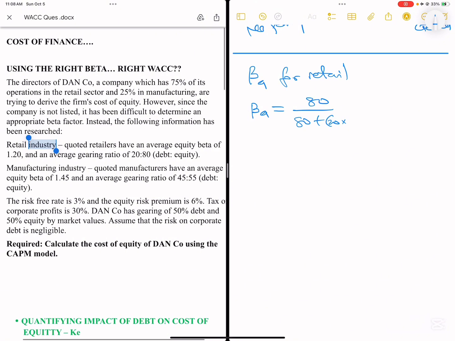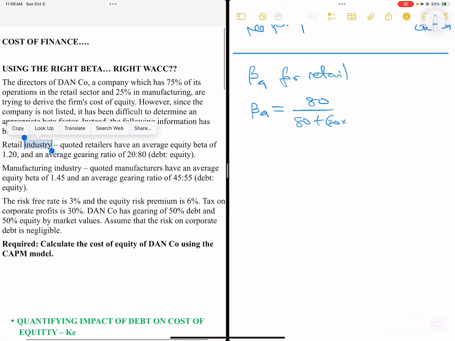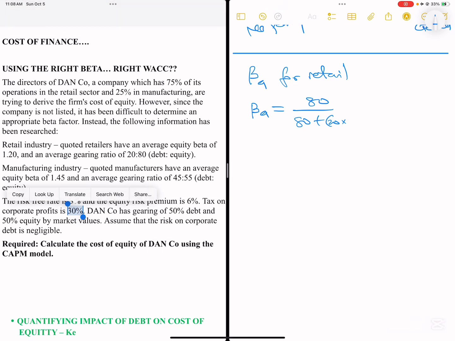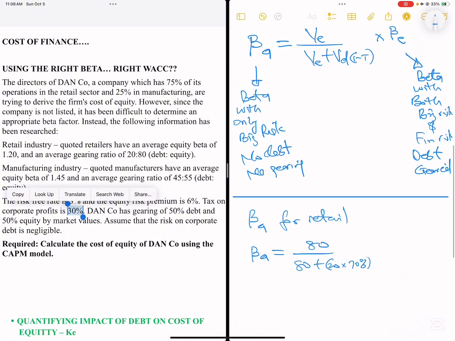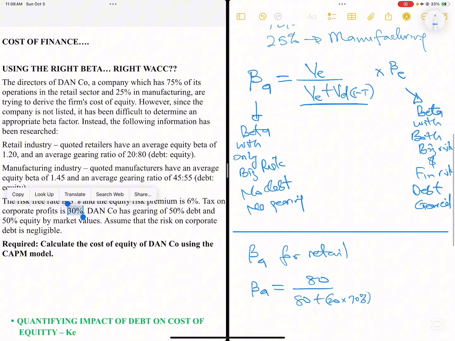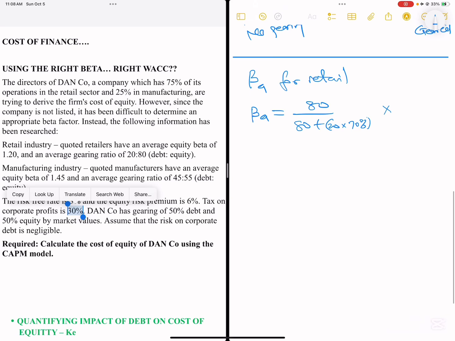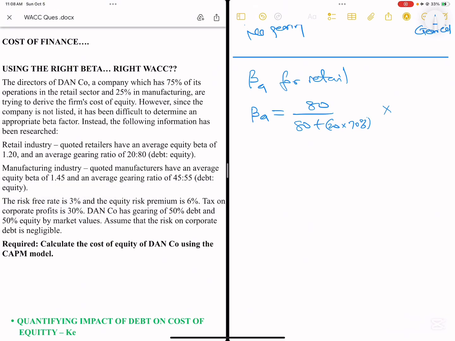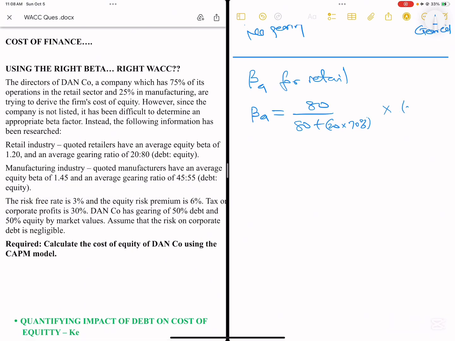Tax on corporate profit is 30%. That is given to us here. So 1 minus t, that's 70%. So let's put 70%. This is the formula I'm trying to apply, times beta equity, which we know for retail industry is 1.2. If you put all that together, we have an asset beta that is 1.02.